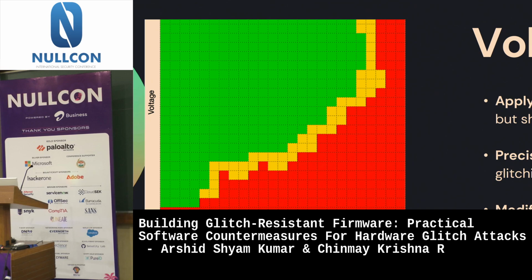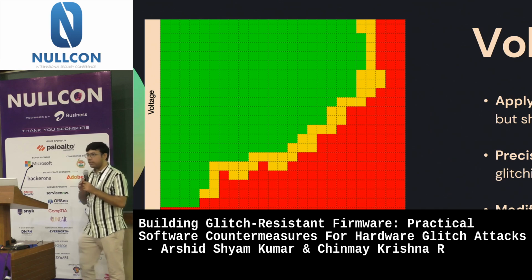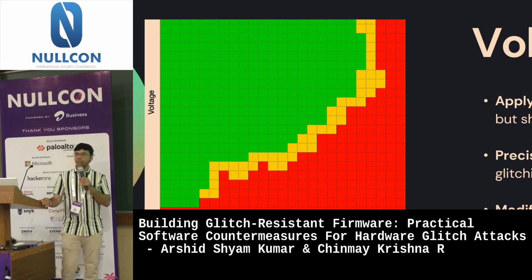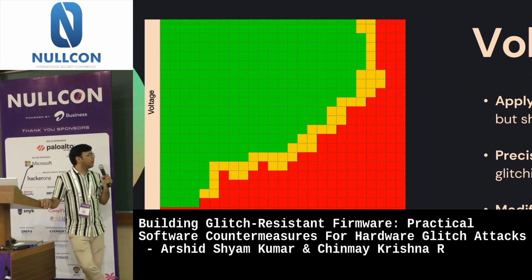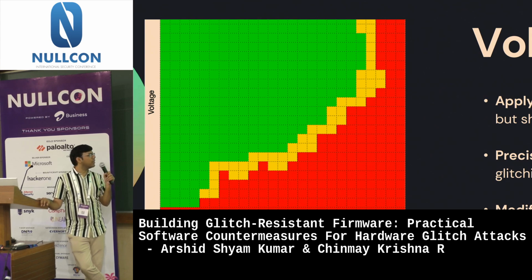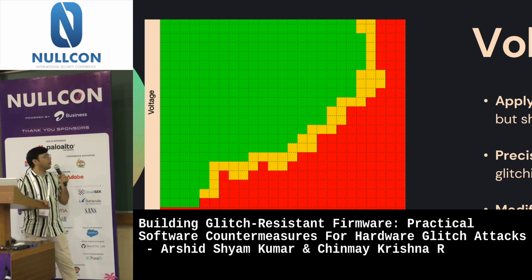If you see, there is a yellow region here. This is where the glitching happens. This is the interesting part of the device operating region, where if you glitch it, the device might not be reset or get damaged. You might get the intended behavior you want by, for example, skipping instructions. So this is the region where glitches are basically interested.